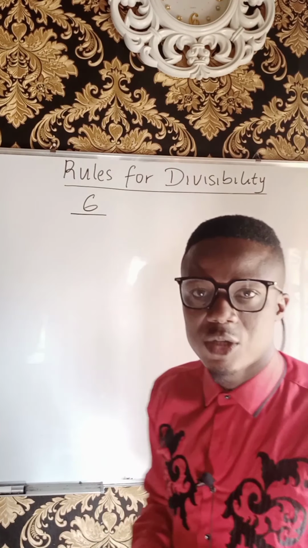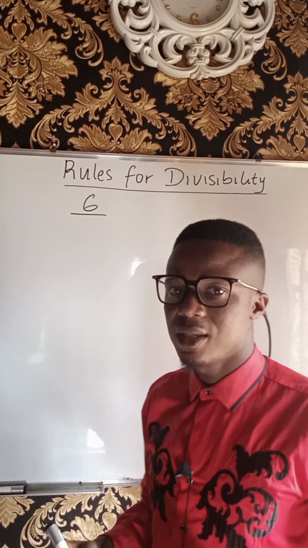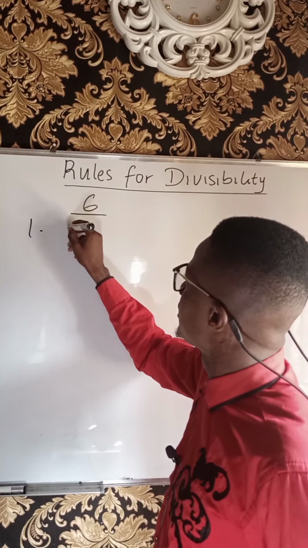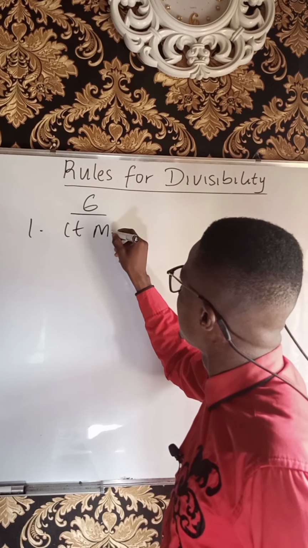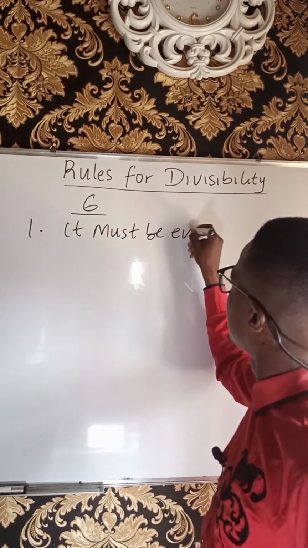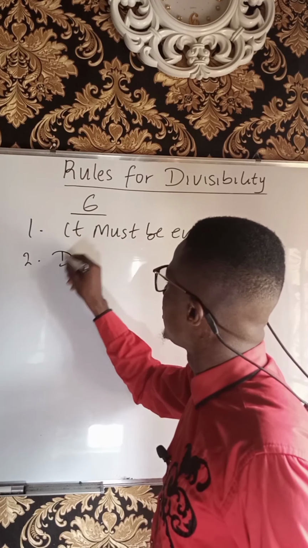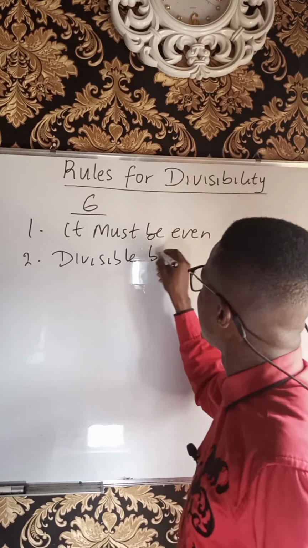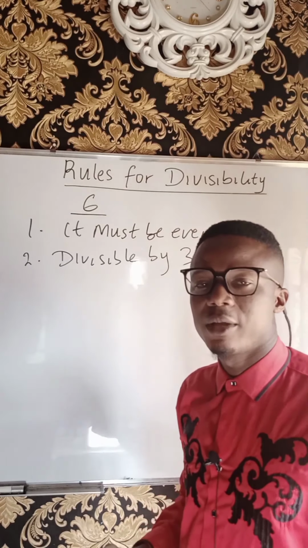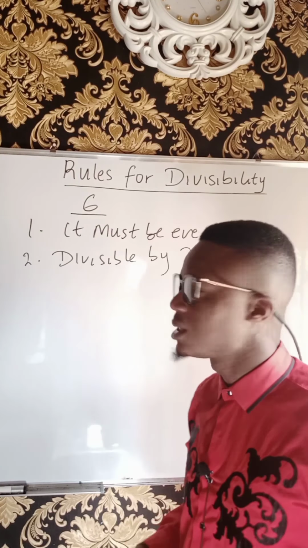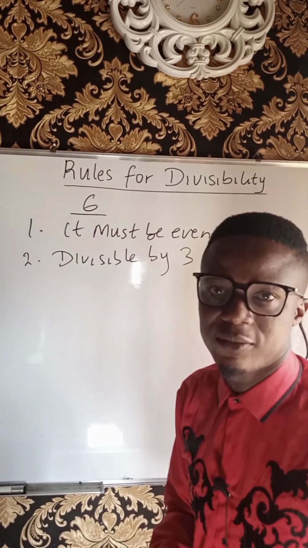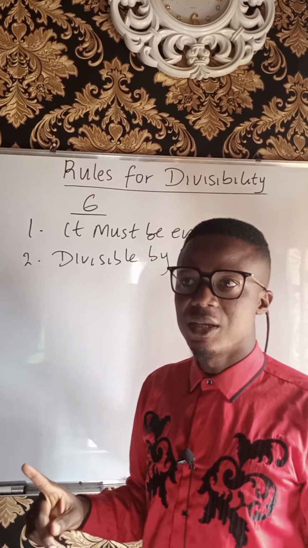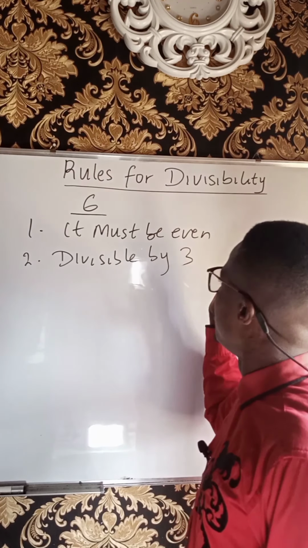Now, there are two conditions for you to say that a number is divisible by 6. These are the two conditions for a number to be divisible by 6. One of the conditions is that the number must be even. It must be an even number. And apart from being an even number, the number must also be divisible by 3. These are the two conditions the number will satisfy before you say that the number is divisible by 6.